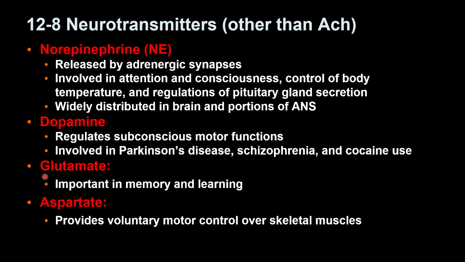The fourth one is called glutamate, and that's important for memory and learning. And the other one is called aspartate, and that is important for movement of the skeletal muscle. So any voluntary movement that you do, conscious activity that you do, the neurotransmitter is released in the cortex of the brain. That's aspartate.